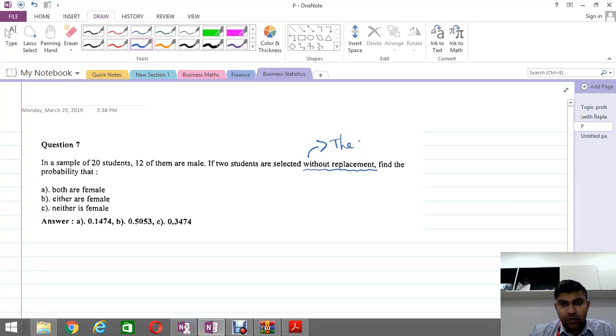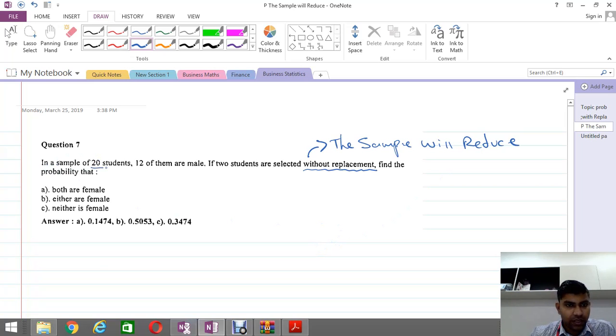So without replacement, as you know, I already explained that the value or the sample will reduce. So if you take 1, it will reduce by 1. Okay, so for an example, look at this question.